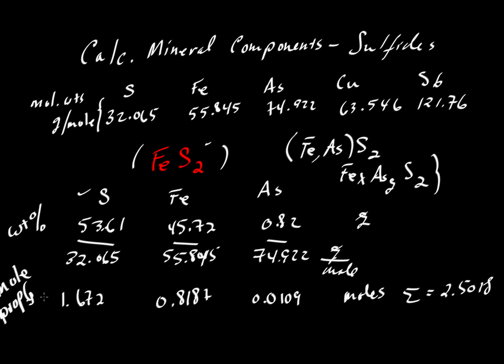We're going to call these the mole proportions, abbreviated PROP. They're proportions, not really a mole fraction because they don't sum to 1, but we can turn them into a mole fraction by dividing everything by 2.5018. This is called renormalization. So we'll divide this by 2.5018, and this by the same, and this by the same. And we're running out of room, so we'll erase the chalkboard, and what do we get?